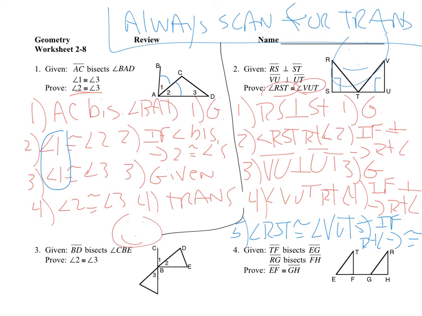Remember that on your review here. Remember that if you have perpendicular angles, establish the right angles, and then automatically make them congruent to each other. So, perpendicular lines, establish the right angles, and remember to make those two right angles congruent to each other. You should be able to do the rest of these in the review. Pay close attention to detail, and always scan for transitive.